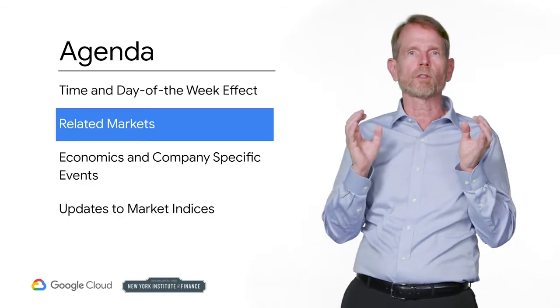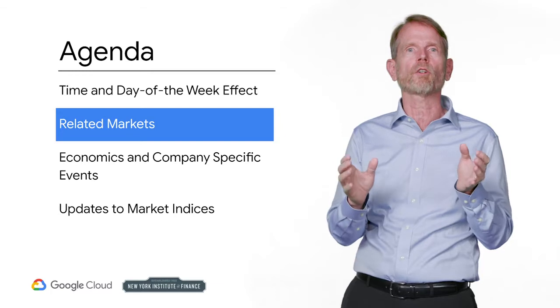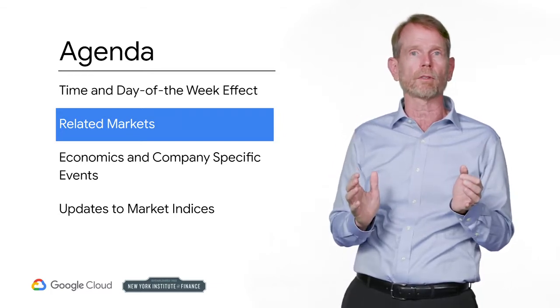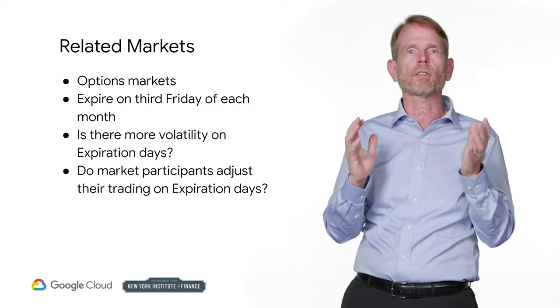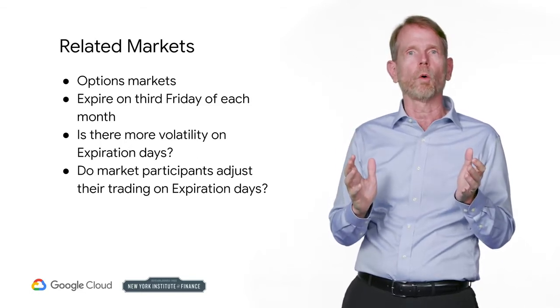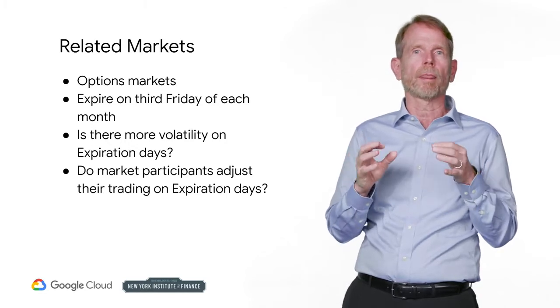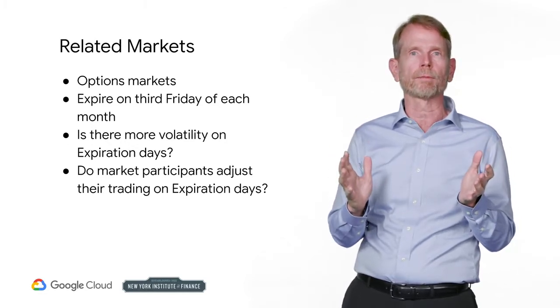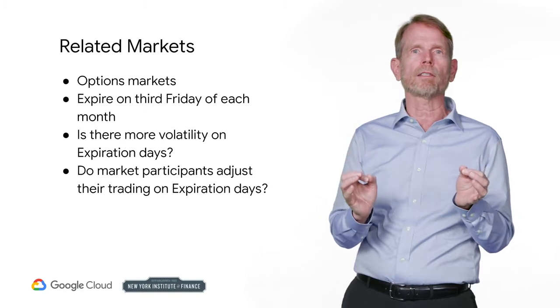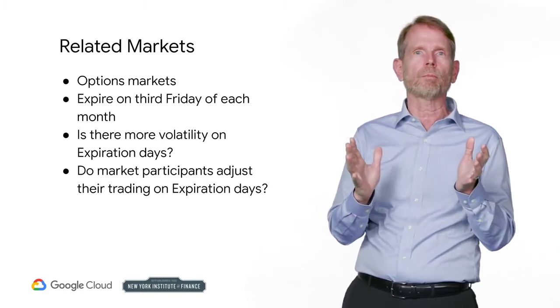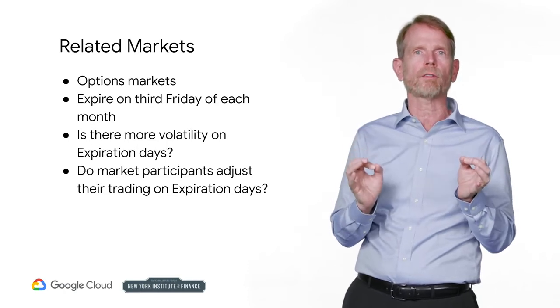The prices and returns of the stocks in your pair can also be affected by trading in related markets such as derivatives. For example, let's consider options markets. Once a month, typically on the third Friday of the month, the options on equities expire. Is there more volatility on the day options expire? In an annual backtest, there would be 12 such days.